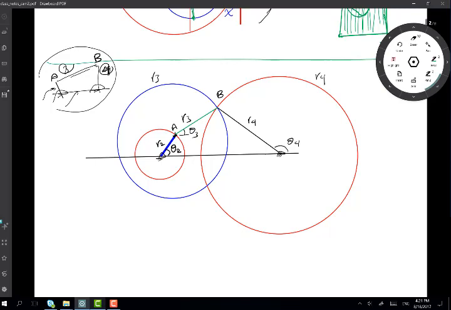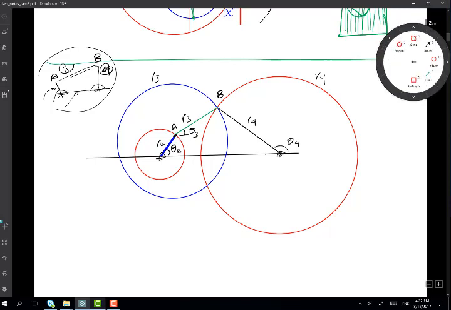I mean, the linkage does not jump from one assembly to another during the motion. This will depend on how you assemble the linkage with the same dimensions, the same length of those links. You can just assemble them in two different ways at the start, but then during the motion, it will just remain in this specific assembly. So if you want to look at the other assembly, let's just draw it quickly.